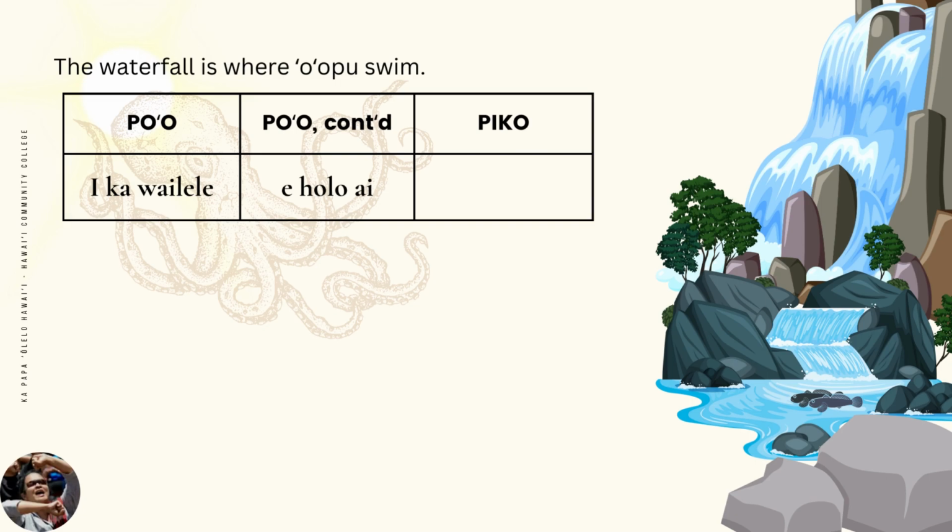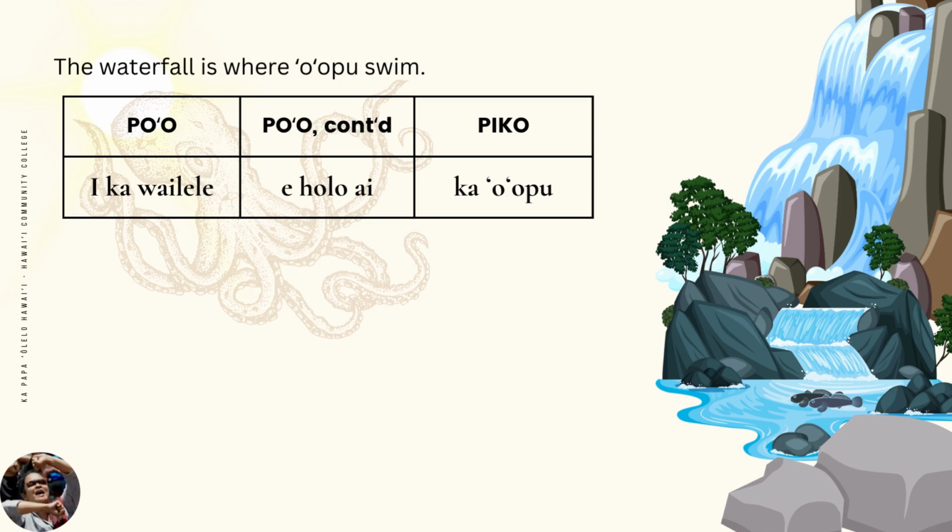We have 2 words for swim, holo and au. Fish holo, kanaka au. Now, he aha ka piko? What is the piko? Ka hoʻopu. The waterfall is where hoʻopu swim. I ka lele e holowai ka hoʻopu.